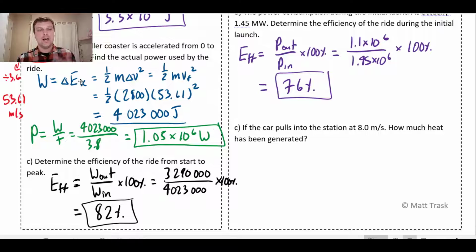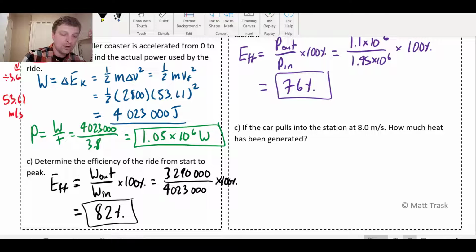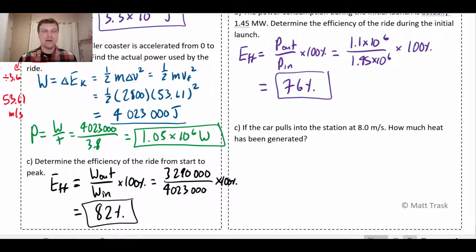Cool. So the last question here is saying, okay, now the car goes through its whole ride, over the loops and over the hills and so on, and then when the ride is finally done, it pulls back into the same station it left from, and it's still moving at 8 meters per second. How much heat has been generated through this whole process, or dispersed into the surroundings? How much thermal energy has been generated, I should say?